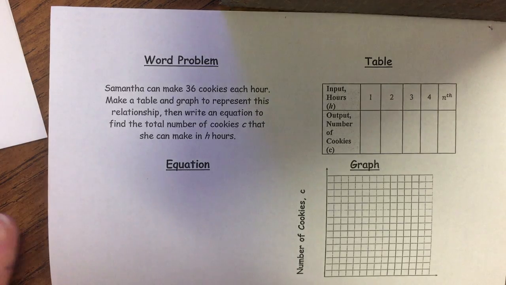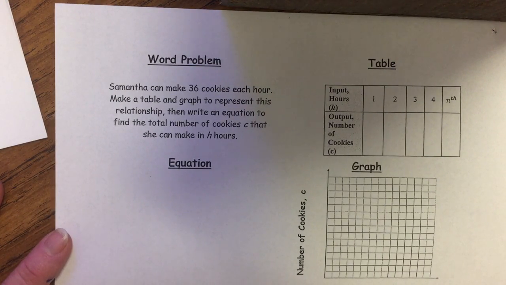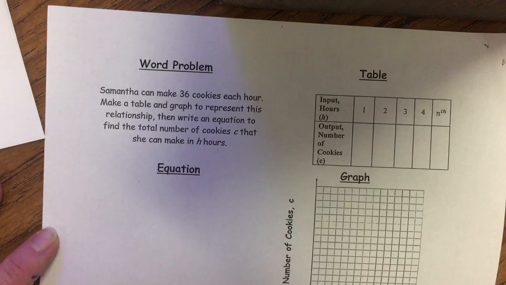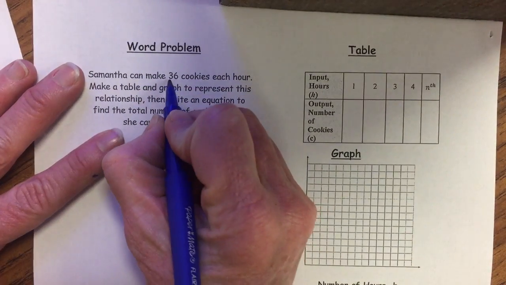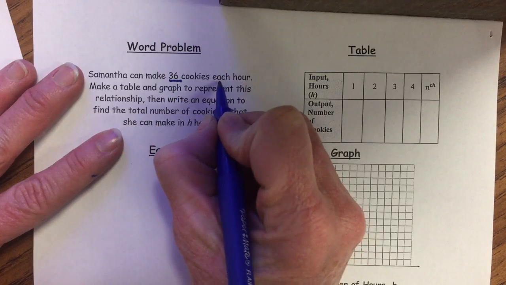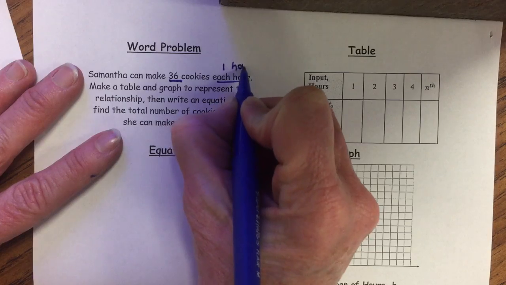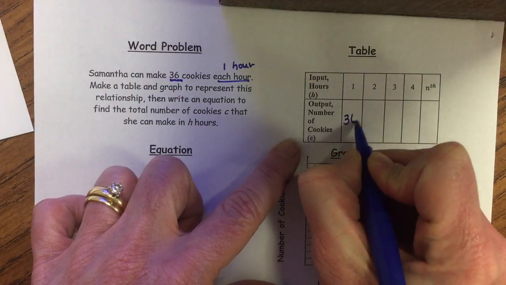All right, so the first word problem says that Samantha can make 36 cookies each hour. Make a table and graph to represent this relationship. Then write an equation to find the total number of cookies, C, that she can make in each hours. All right, so if I read the word problem again, I'm noticing here that she can make 36 cookies each hour. Well, each hour is just 1 hour, right?